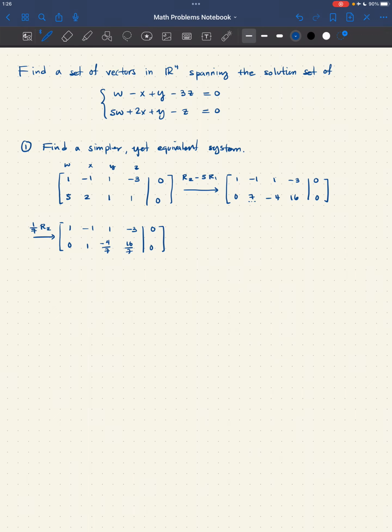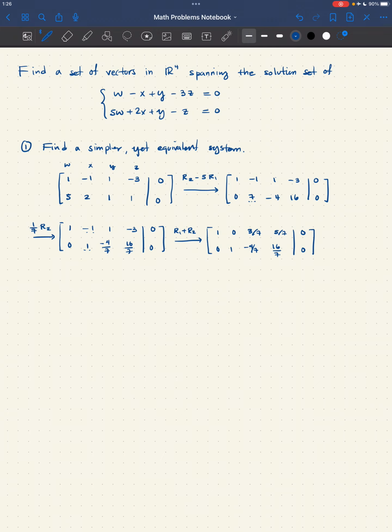Okay, now we continue with the reduction process. So in that case, to row 1, I add row 2. I already have a pivot here, and I want to eliminate this one. So now it turns into 1, 0, 3 sevenths, 5 sevenths, 0, 0, 1, negative 4 over 7, 16 over 7, 0. And with this I stop. This is the row reduced echelon form of the matrix.